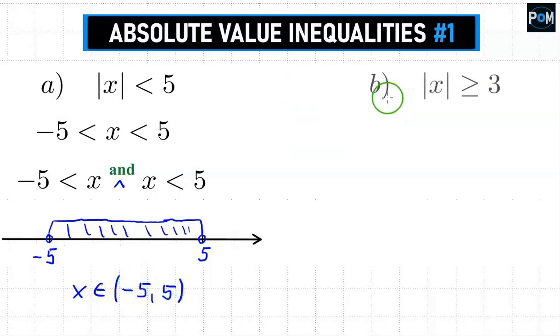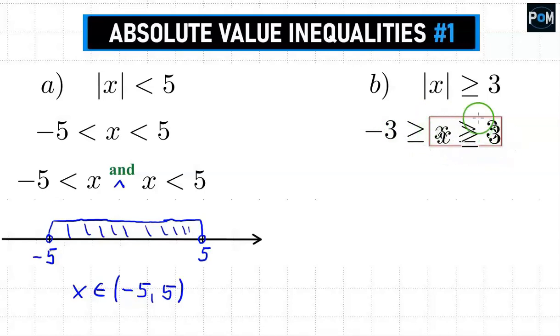Now example B, the absolute value of x is greater than or equal to 3. Here we proceed very similarly. First, we rewrite this inequality without the absolute value sign, meaning x is greater than or equal to 3. And then we rewrite this sign of inequality on the other side and add this number 3, but with a minus. It turned into a double inequality, and now we split this inequality into two parts.